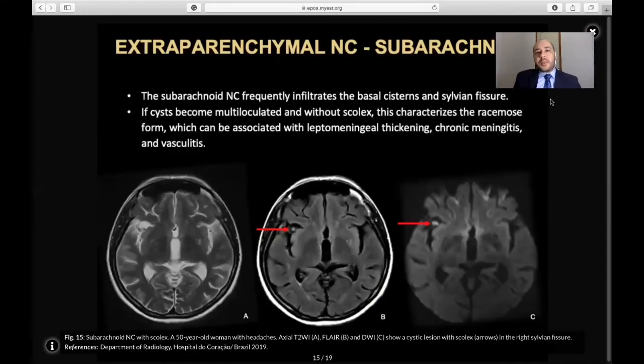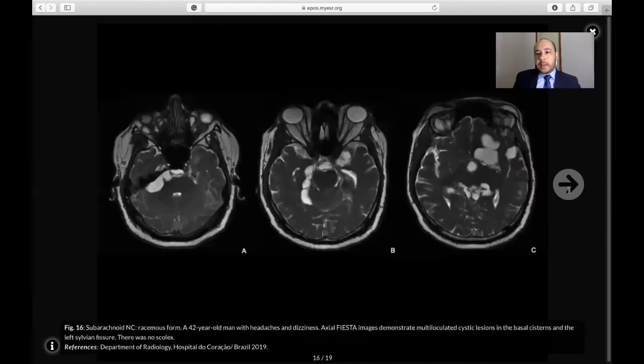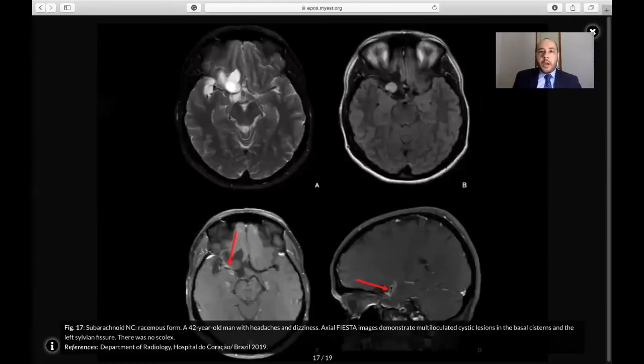Subarachnoid neurocysticercosis frequently infiltrates the basal cistern and sylvian fissure, sometimes with scolex, as we see in this 50-year-old woman with headaches, or sometimes as a multiloculated cyst without scolex called the racemose form, as in this 42-year-old man with headaches and dizziness. Here we see another case of racemose form, but now complicated by vasculitis, demonstrated by arterial wall enhancement in the right M1 segment of the middle cerebral artery.